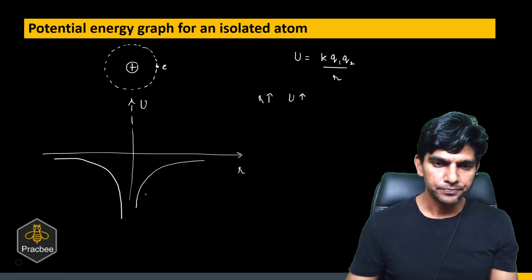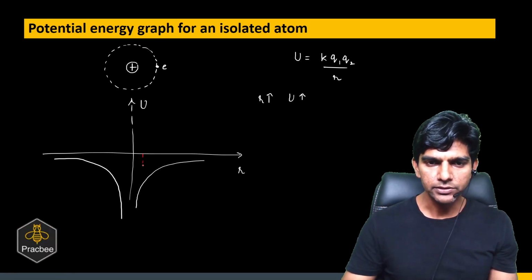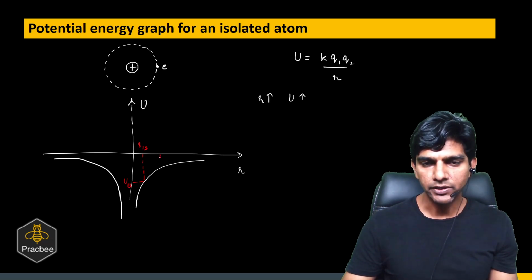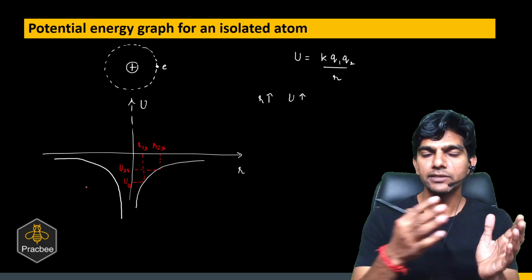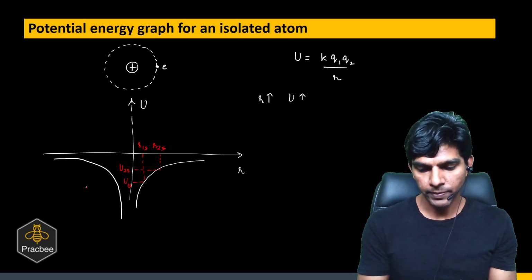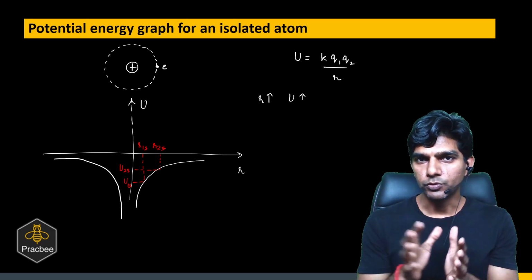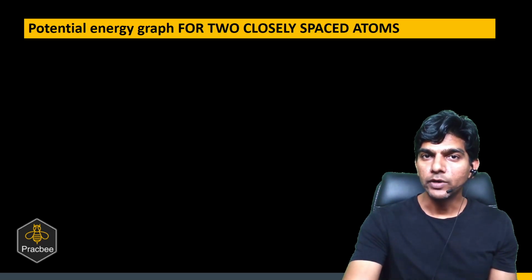So if we have a 1s orbital, the energy will be something like this. This is R for 1s, and this is the energy of the 1s orbital, U of 1s. Similarly, as we increase the distance, say this is 2s, R for 2s, and this will be the energy for 2s. So like this, the energy is increasing as we increase the distance. Now this is a very simple situation. But what happens if we have two atoms?